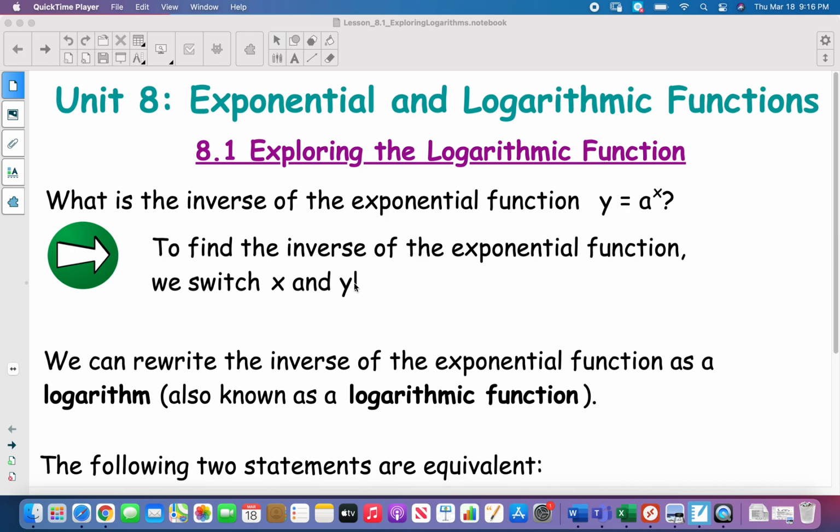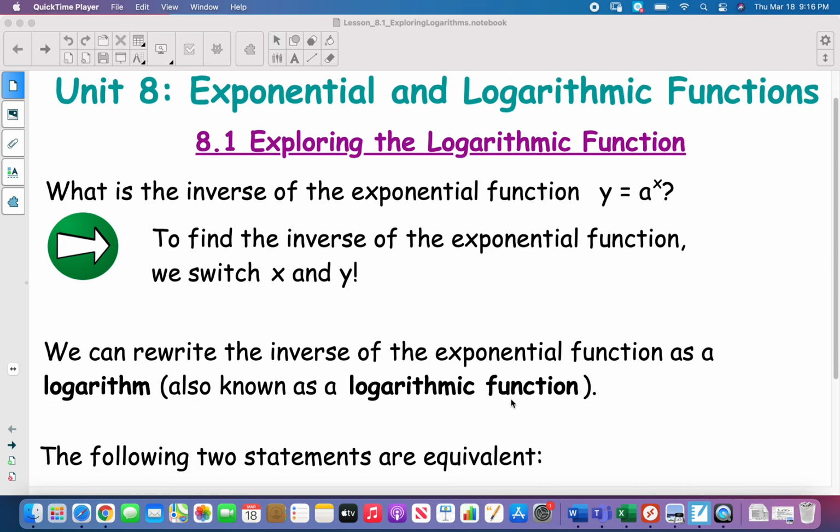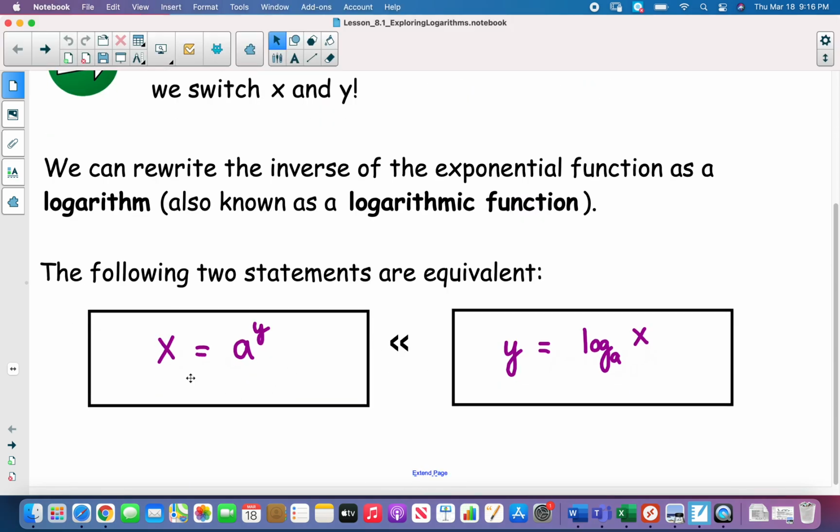But there is also another way to write the inverse of an exponential function, and that is by using what's called a logarithm or a logarithmic function. So if you have x is equal to a to the power of y, this statement can be written as y is also equal to log of x to the base a. So both of these are equivalent statements.